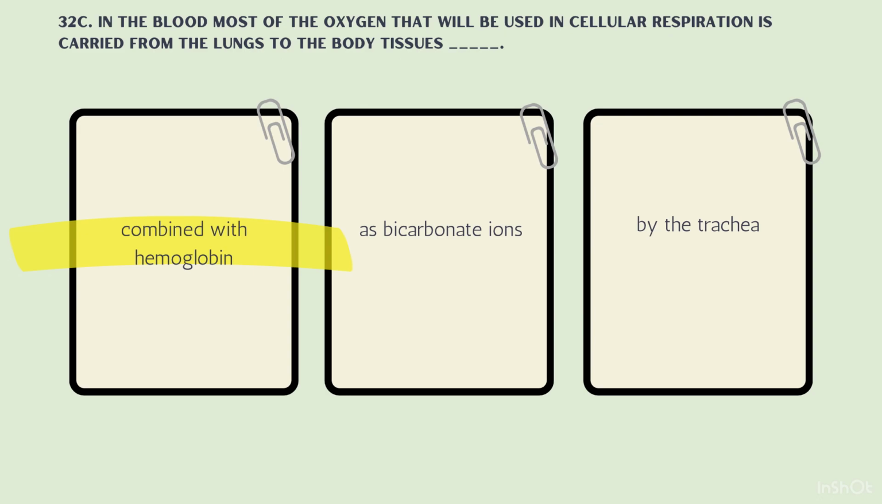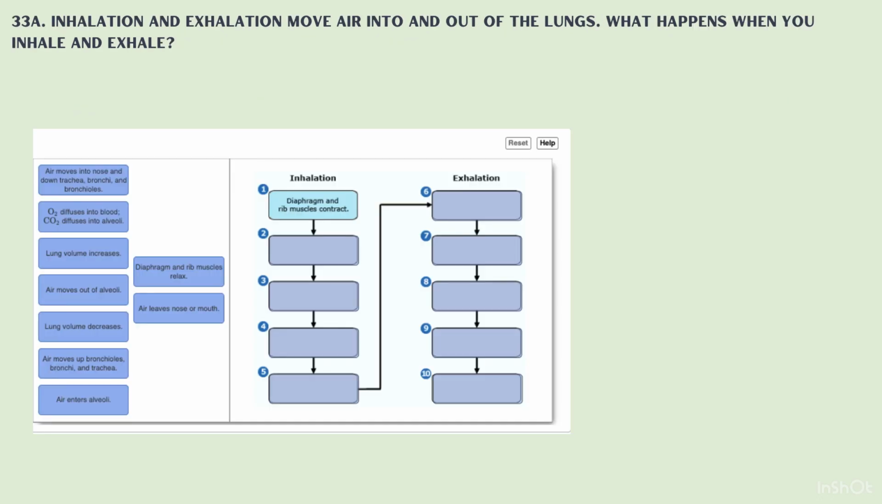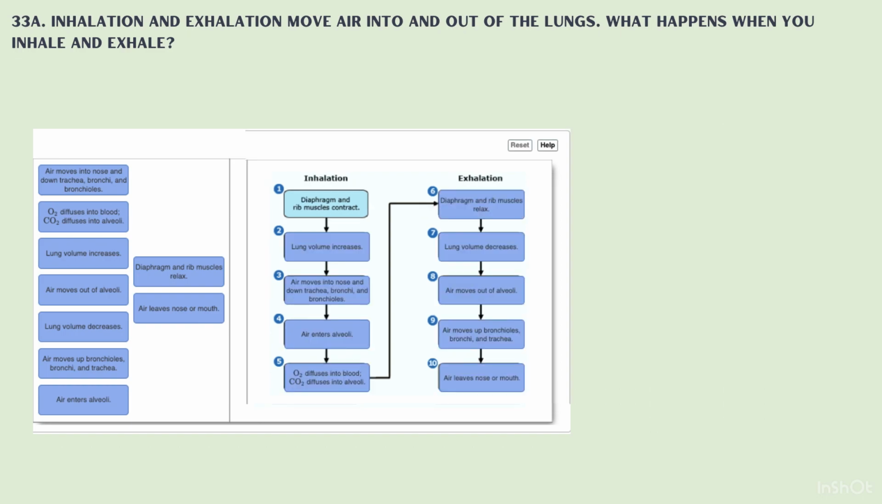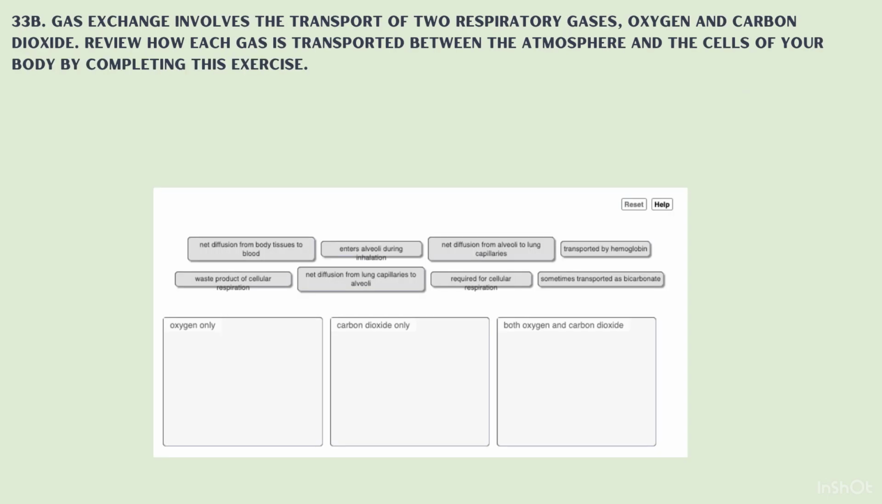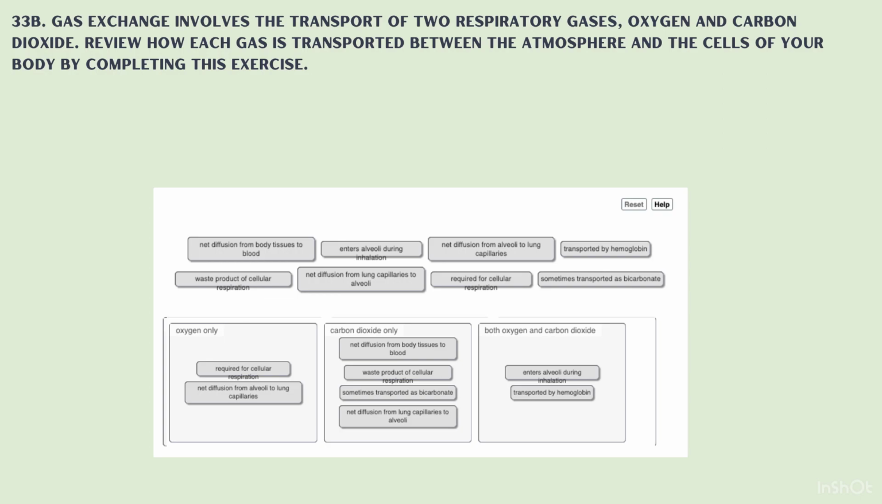Alright, 33a. Inhalation and exhalation move air into and out of the lungs. What happens when you inhale and exhale? So this is going to be the correct answers for this process. Let's look at 33b now. Gas exchange involves the transport of two respiratory gases, oxygen and carbon dioxide. Review how each gas is transported between the atmosphere and the cells of your body by completing this exercise. So these are going to be the correct answers. Again, write that stuff down. Try to get that in your head.